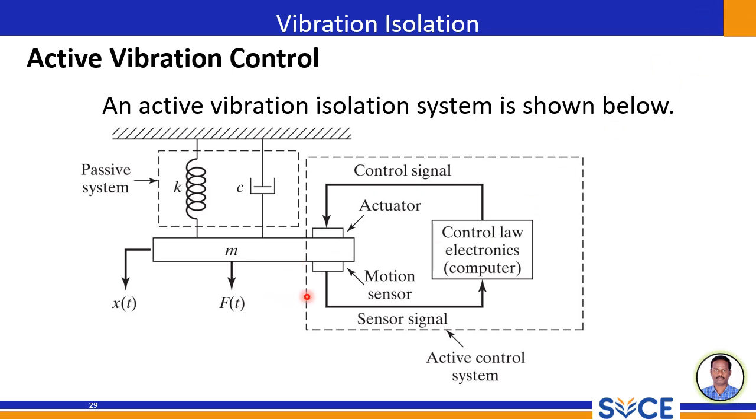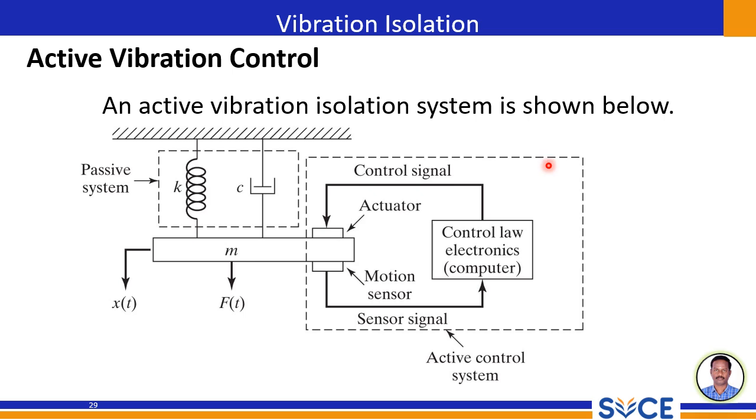Here in this diagram, see the key components of an active vibration control system. We have a mass subjected to an external force F and experiencing a displacement x of t. The system includes a passive component represented by a spring K and a damper C. However, the core of the active system lies within the dashed box, which is labeled as active control system.